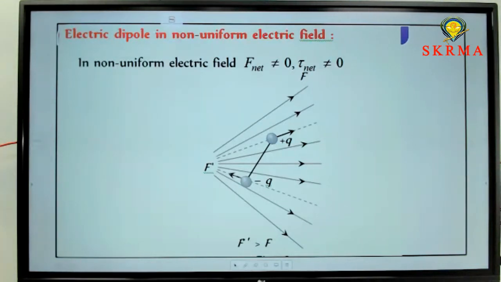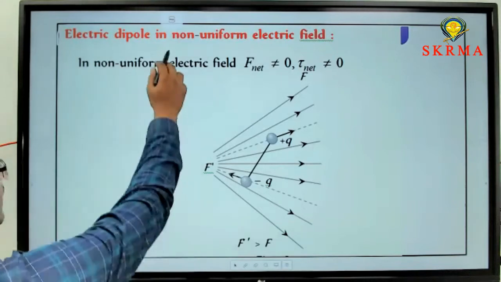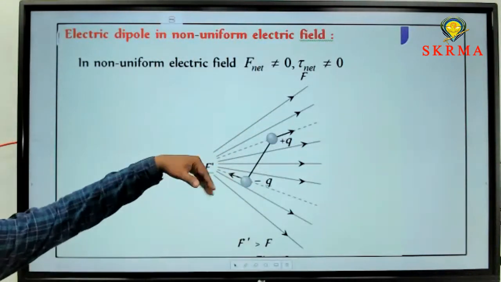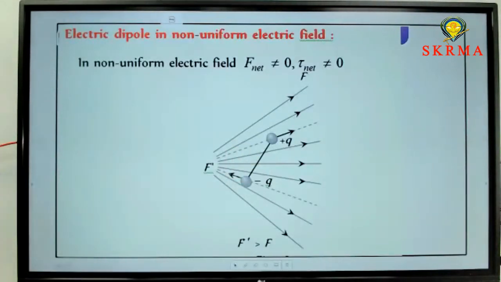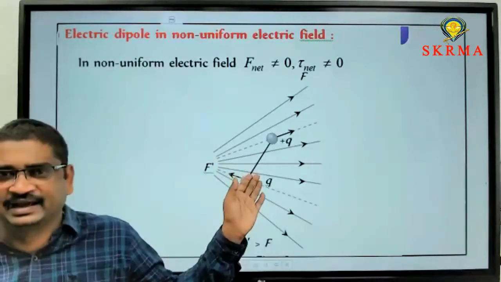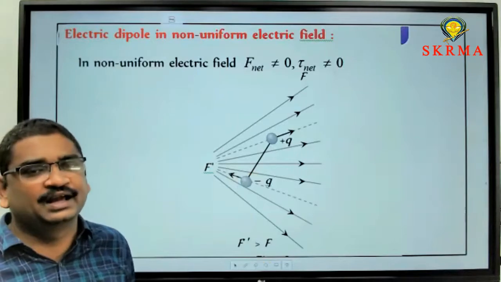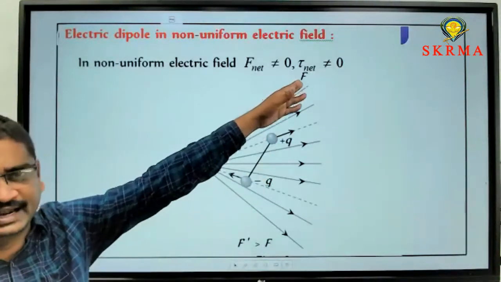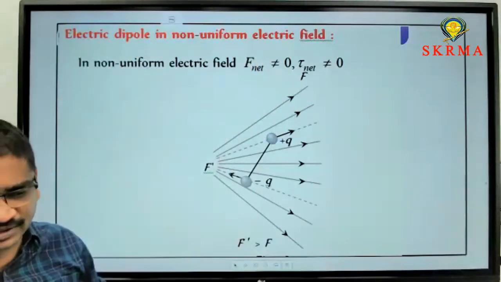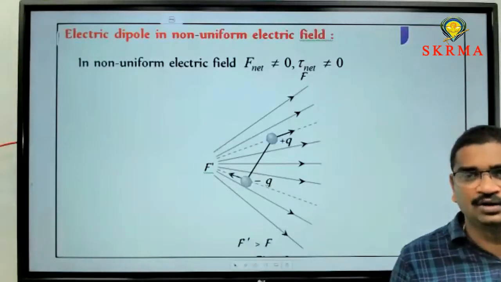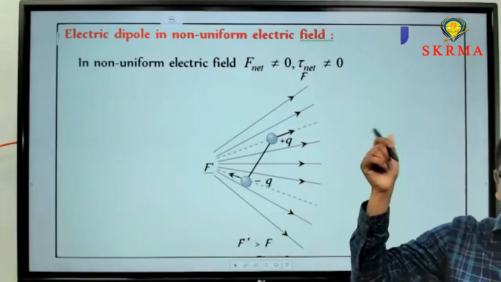Now, a dipole is placed in a non-uniform electric field. Here the electric field lines are not parallel, so this is a non-uniform electric field. If you place a dipole in it, what about torque and net force? Torque is not equal to 0, and net force is also not equal to 0. Both are non-zero.